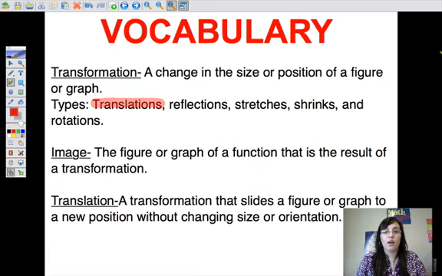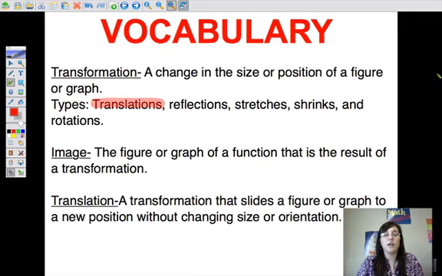Also, another vocabulary word is the image, and that is the figure or graph of a function that is the result of a transformation. So after you have an original figure or a graph, maybe of a line or a parabola, then after it's been transformed, so maybe it's been slid over or down or up, or maybe it's been reflected or stretched or shrunk or whatever, then what's the result is called the image.